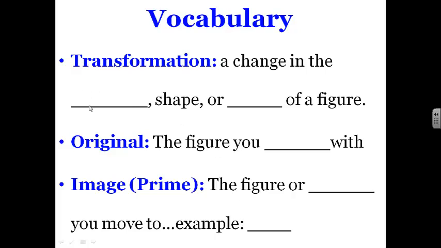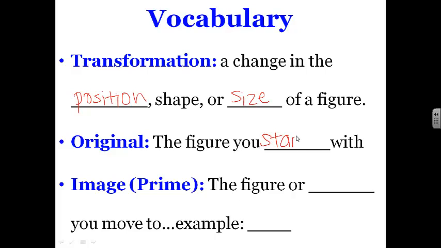Okay, transformation. Transformation is a change in the position, shape, or size of a figure. Think about it. When they transform your house, they change things, they change the position of things, they change the shape. Transformers, if you've seen the movie, means that it's all these things changing. We're going to be working on a coordinate grid today, so I'm sure you could tell that from the notes.